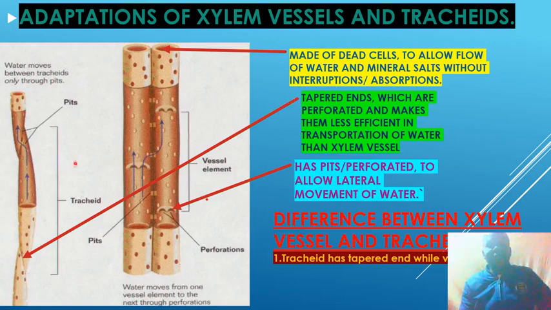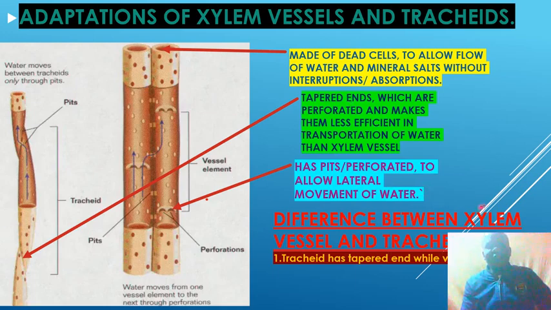Let's check the tracheids. The tracheids have the same adaptations. The only difference is the one that I've indicated here. The ends are tapered. These tapered ends, which are perforated, make them less efficient in transportation of water than the xylem vessels. So it means xylem vessels are more efficient in water transportation. But for this other one, the ends are tapered.